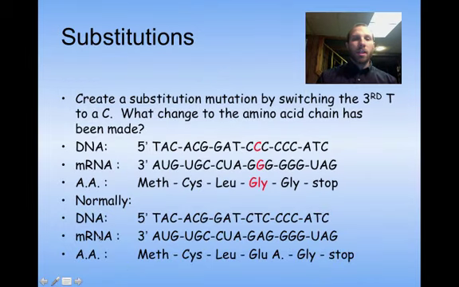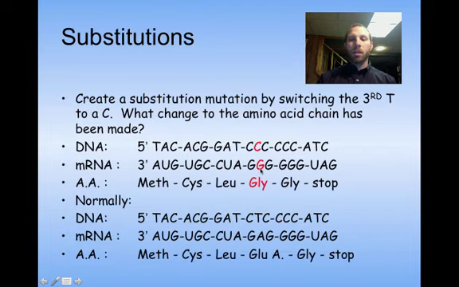An example of a substitution mutation. It says here, create a substitution mutation by switching the third thymine to a cytosine. What change in the amino acid chain has been made? So if we look here for our DNA molecule, we have our codons TAC, ACG, GAT, CCC, CCC, ATC. Notice normally it should be CTC and then 3 Cs.